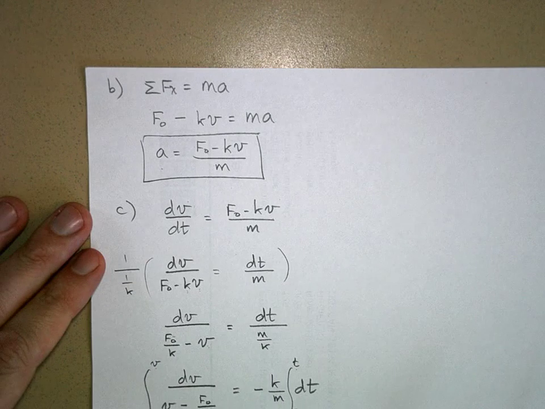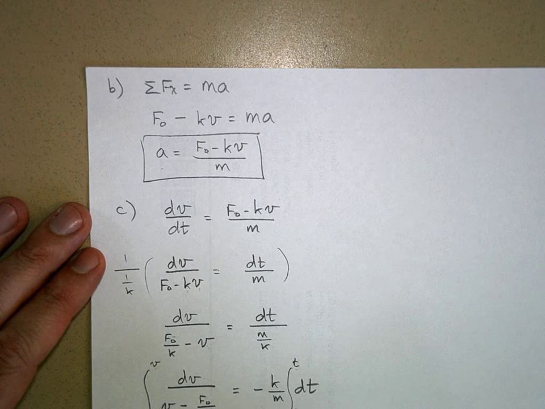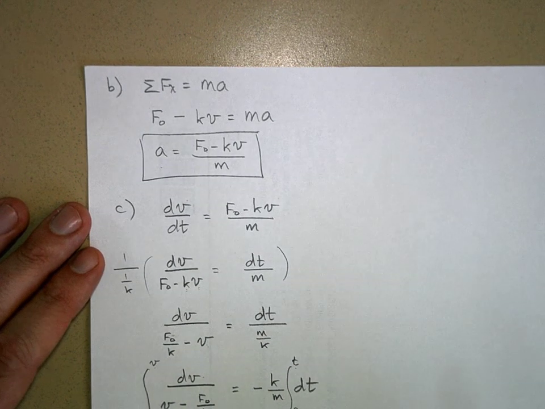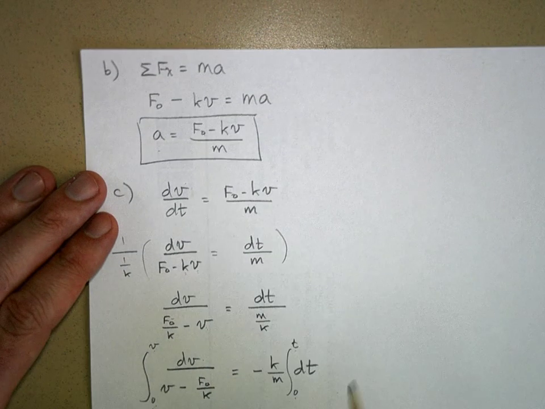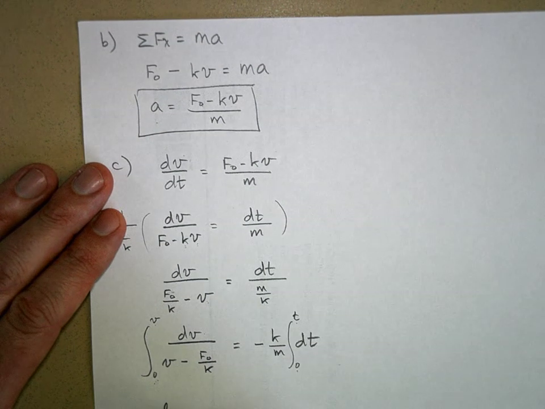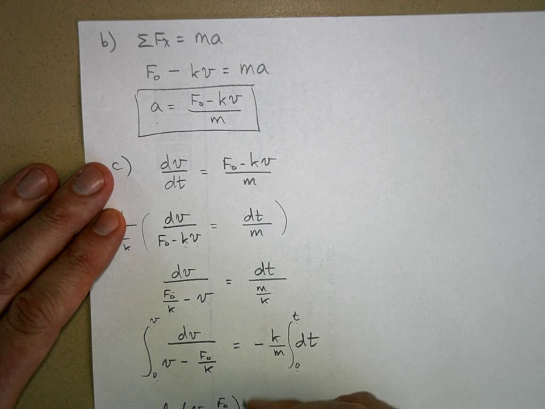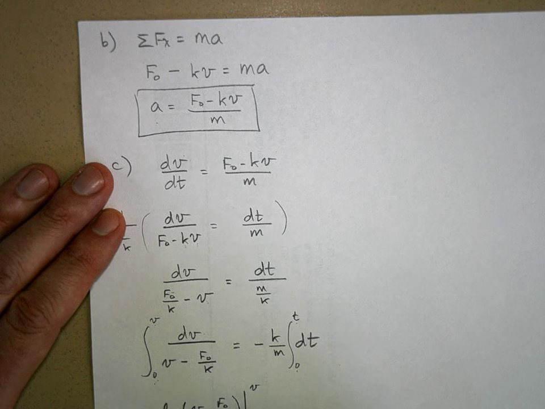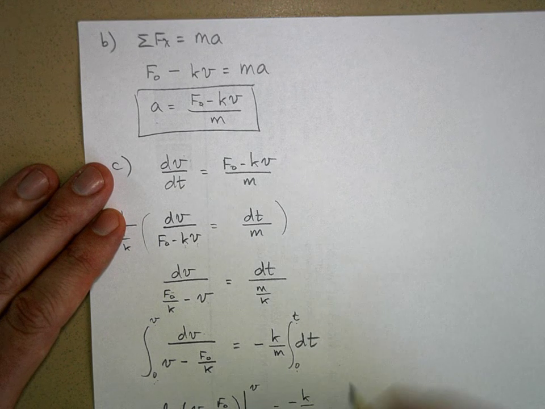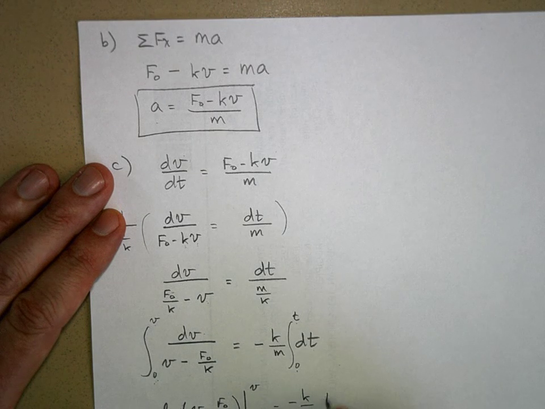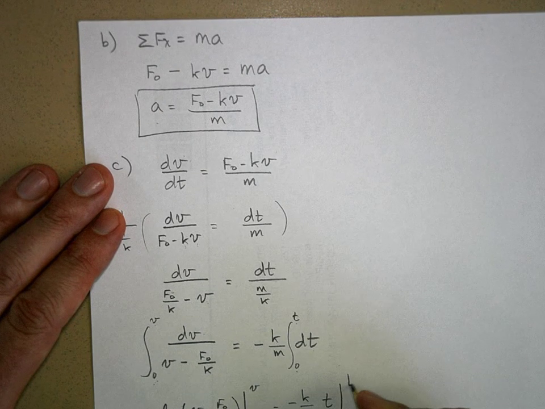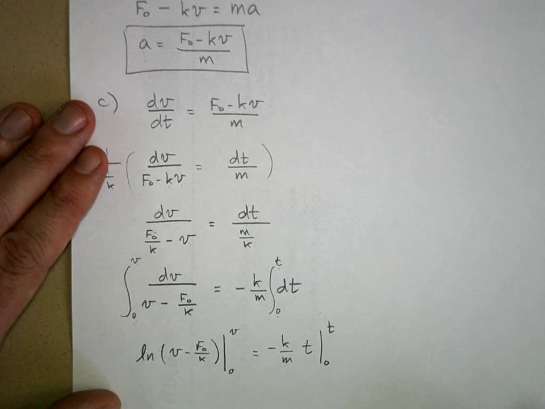Now, this is dv over v. So that's going to be the natural log of this thing. So this is going to be the natural log of (v minus F naught over k), evaluated from 0 to v. And this is going to be negative k over m. Well, you sum all the little dt's, you get t, evaluated from 0 to t.